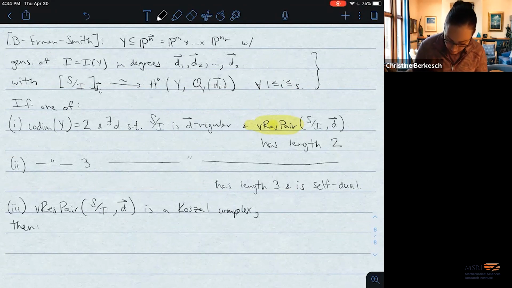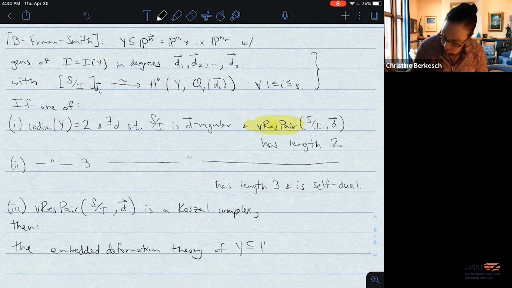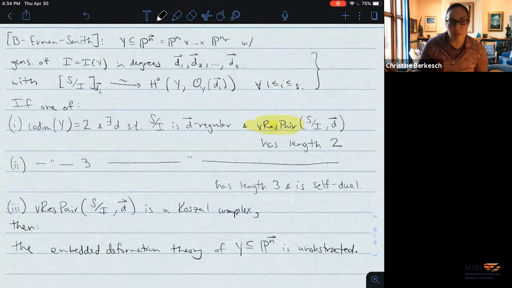Then the embedded deformation theory of Y is unobstructed. So we're getting these really nice smooth points. So I really like this theorem because I think it takes us one step beyond what we saw in the first half, and we're seeing some really strong geometric consequences coming from this homological property.